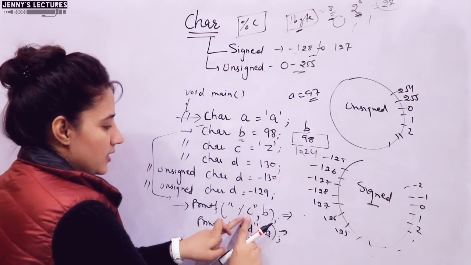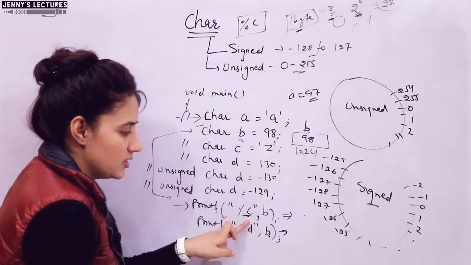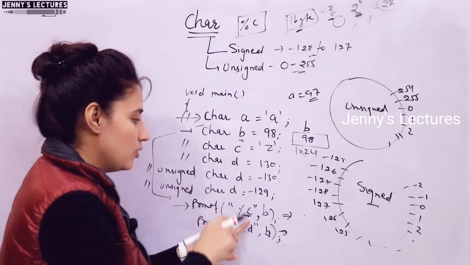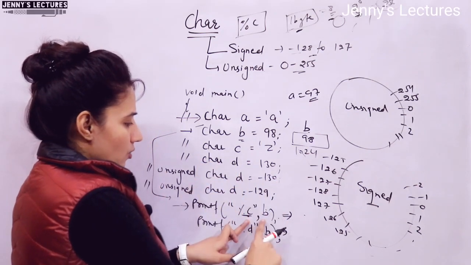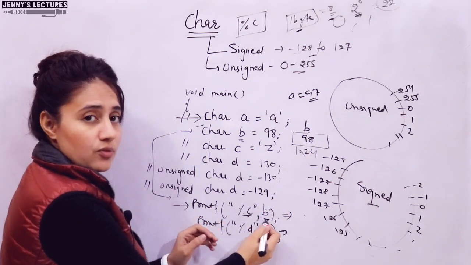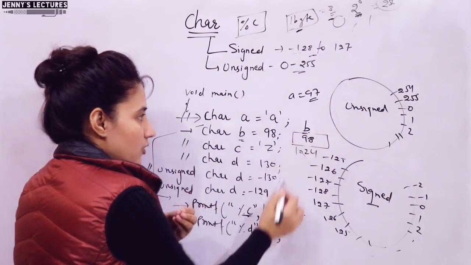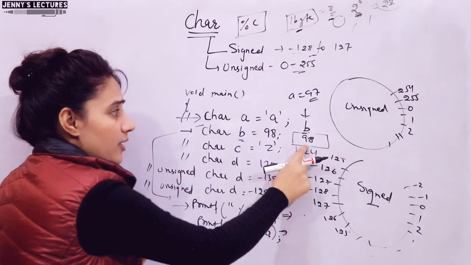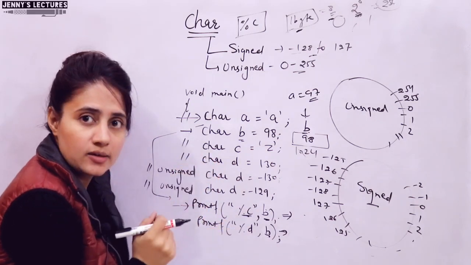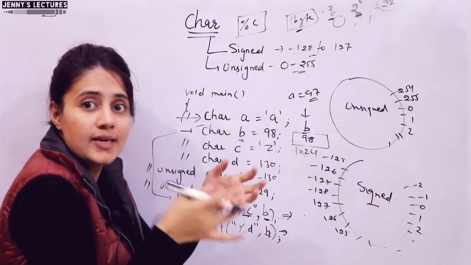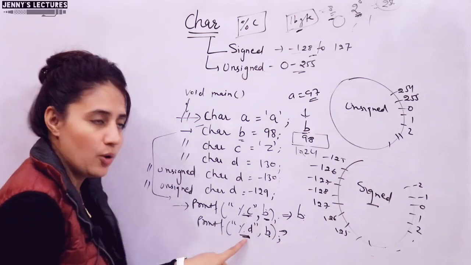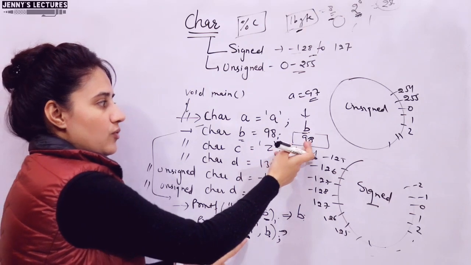Now when we are printing with %c, %c means the compiler has to print a character, not an integer value, because this format specifier is for character, right? Corresponding to b, it will fetch the data from this memory location, whose name is b. Here we have 98 in binary form, but it has to print a character. So corresponding to 98, the character is what? Small b. So it will print small b. Here we have %d, it has to print an integer, so it will directly print 98.